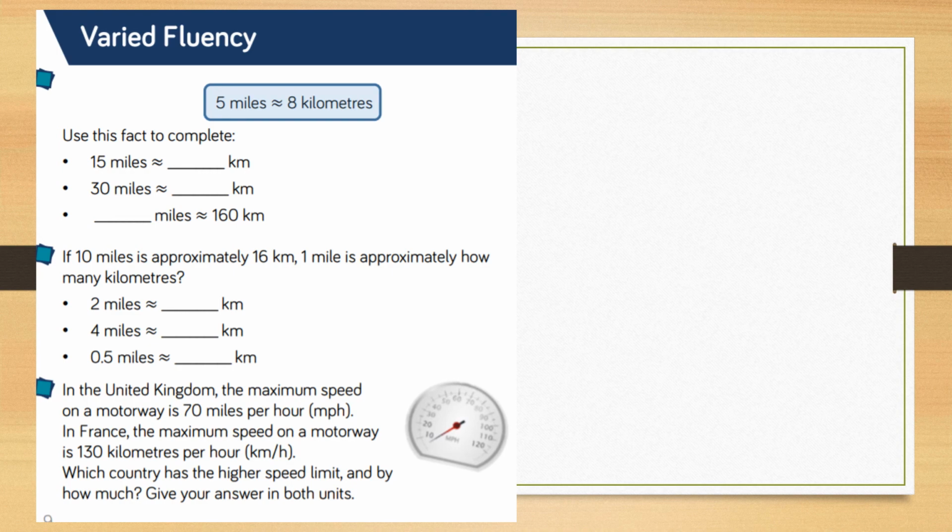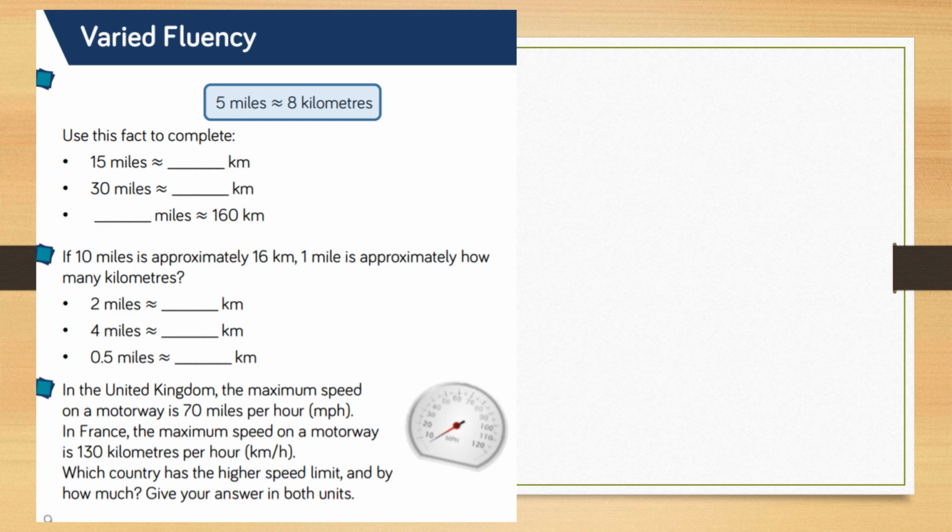If 10 miles is approximately equal to 16 kilometres, 1 mile is approximately equal to how many kilometres? So again, you need to find out what 1 mile is. So how are you going to do that? 10 miles is 16. What are you going to have to divide by here? So to find 1 mile, you're going to have to divide by 10. So maybe 16 divided by 10, 1.6 kilometres, because you've got your decimal point. So then 2 miles is approximately 1.6 plus 1.6. So then 4 miles would again be double that. What would half a mile be? Could you work that one out?